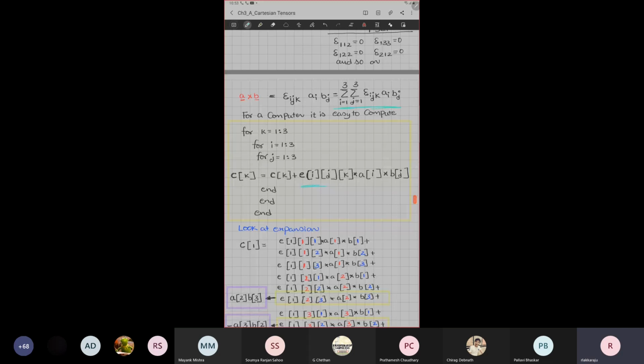Double summation means I have to introduce something like a c_k variable, c_k plus epsilon ijk star a_i b_j. So for i equal to 1, 2, 3, j equal to 1, 2, 3, it goes on adding as long as k is equal to 1. When k is equal to 2, you will calculate C2. When k is equal to 3, you will calculate C3. Once you teach E_ijk, this cross product, you don't have to ask the computer to remember. By just this simple loop, it will calculate.